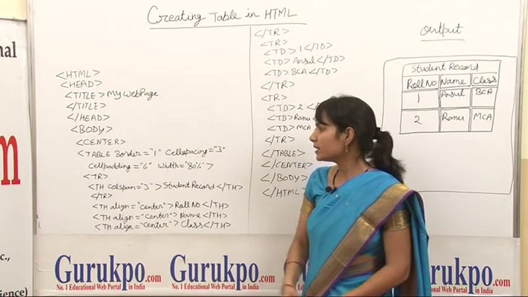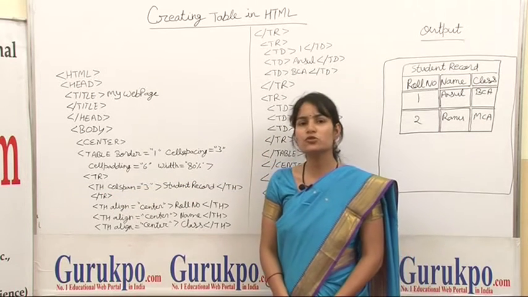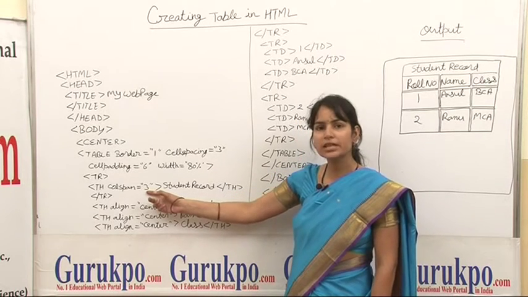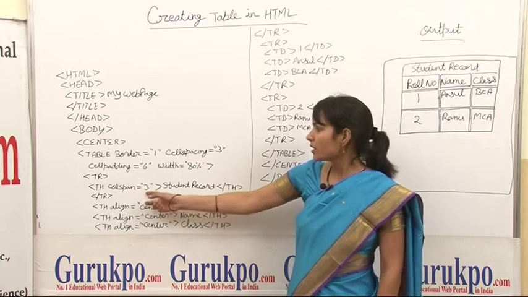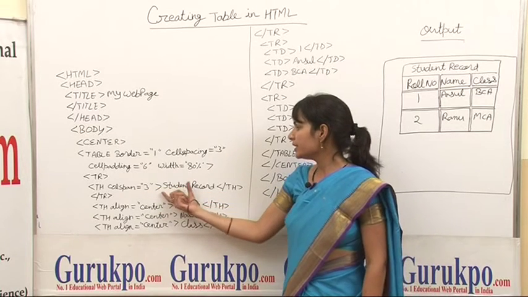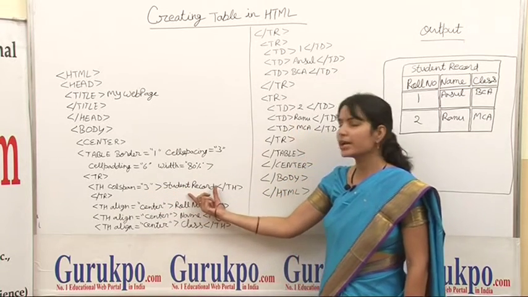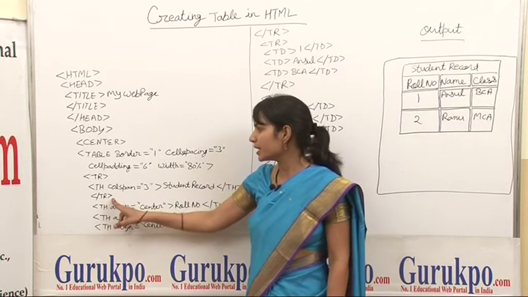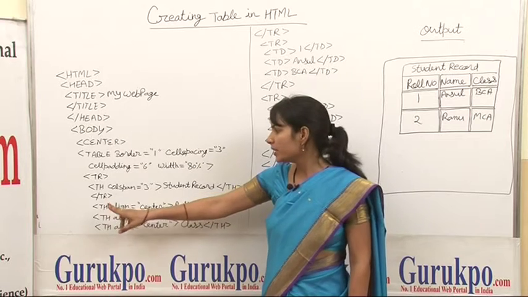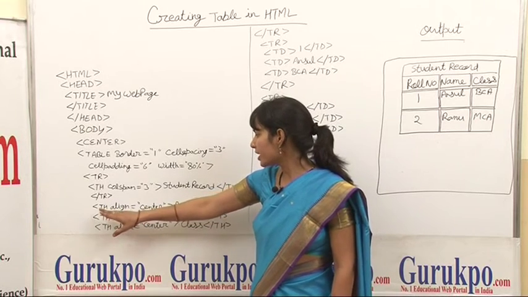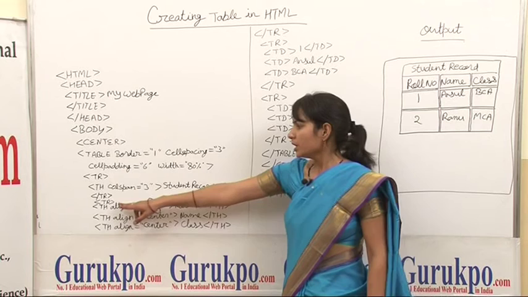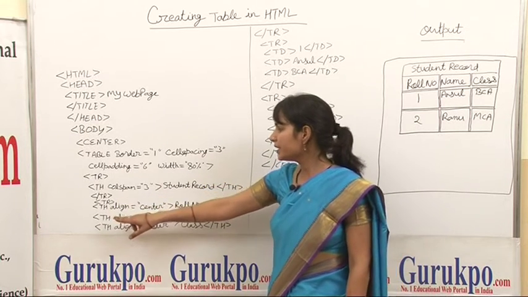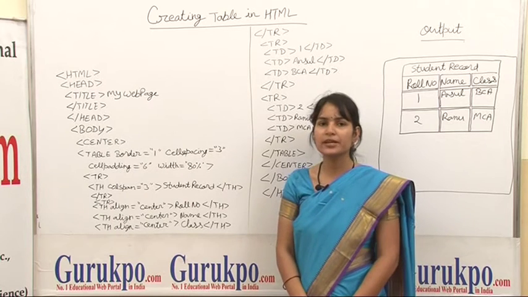The colspan attribute of the th tag is used to merge the cells. Here the value is 3, that means 3 cells are merged. Using the th tag we show a heading, Student Record. Now close the th tag and close the tr tag also. The first row is complete. Now we start the second row and use the th tag again.